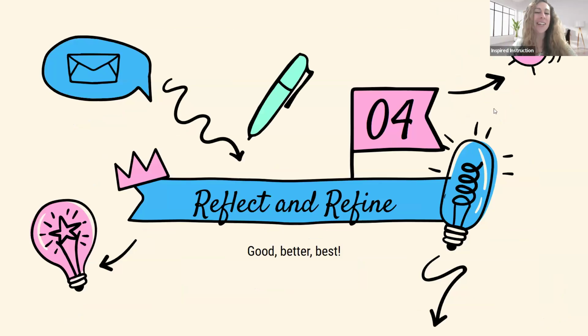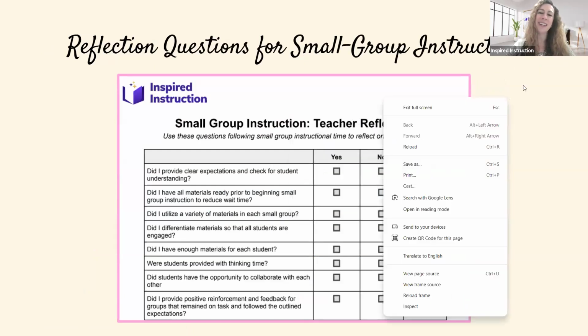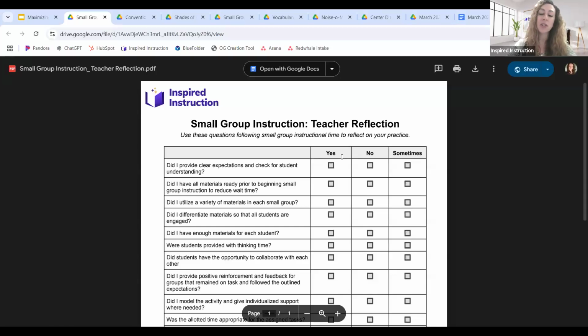So that leads me to my last piece here, the reflect and refine section. So good, better, best. We can always continue to improve and work smarter and strategize and refine as we are working through these lessons and all of our lessons that we're working with students. So I'm going to share with you here a reflection question for small group instruction sheet. As I said, this will be shared at the end of today's webinar, but it's a great tool for teachers to take a moment, 1 minute at the end of a small group instruction session and ask themselves these questions.